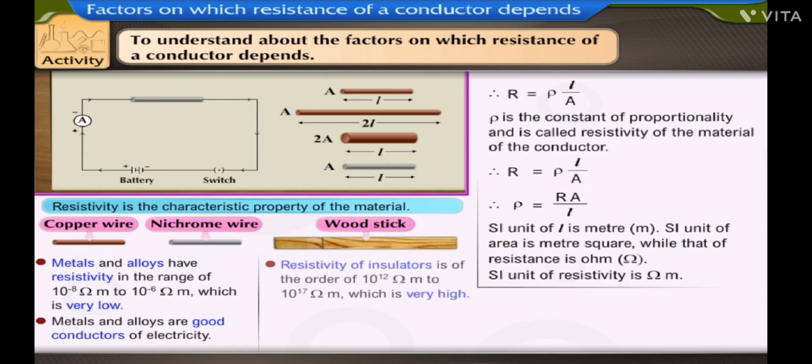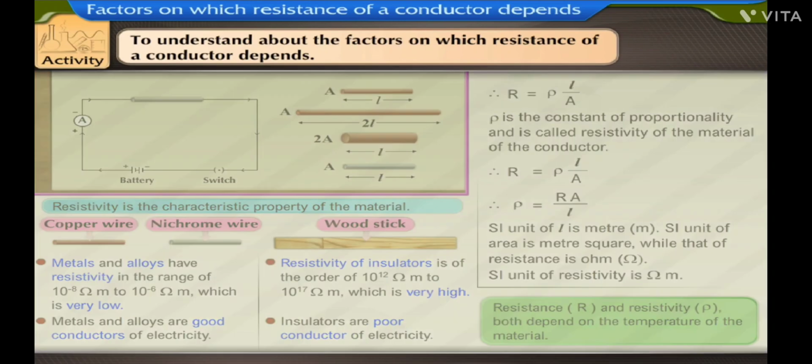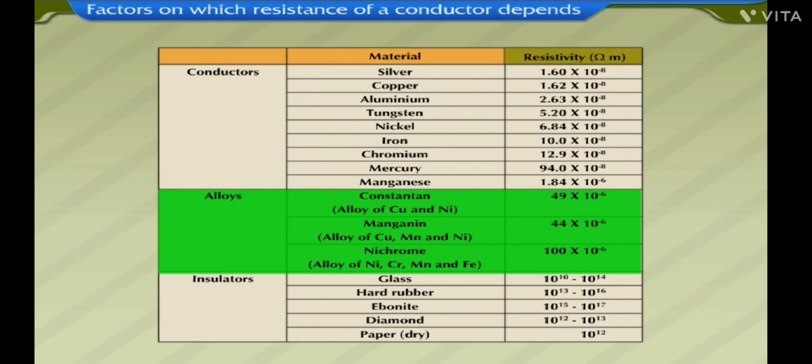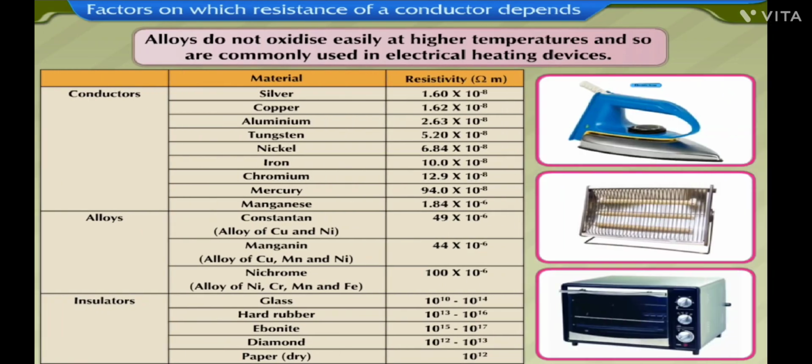On the other hand, the resistivity of insulators is of the order of 10 to the power of 12 ohm meter to 10 to the power of 17 ohm meter, which is very high. Hence, insulators are poor conductors of electricity. Resistance R and resistivity rho both depend on the temperature of the material. Let us see the electrical resistivity of some substances at 20 degrees Celsius. We can observe that the resistivity of an alloy is higher than that of its constituent metals. Hence, alloys do not oxidize easily at higher temperatures and so are commonly used in electrical heating devices such as electric iron, electric heater, electric oven, etc.